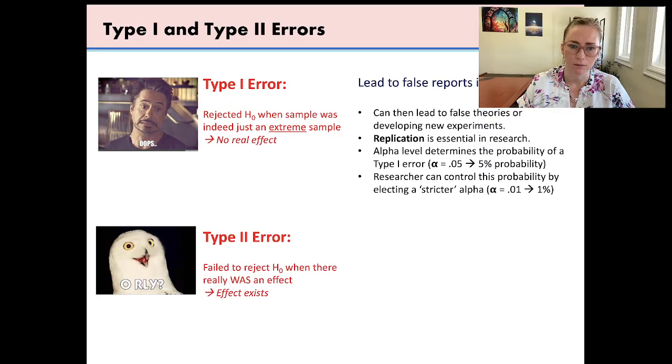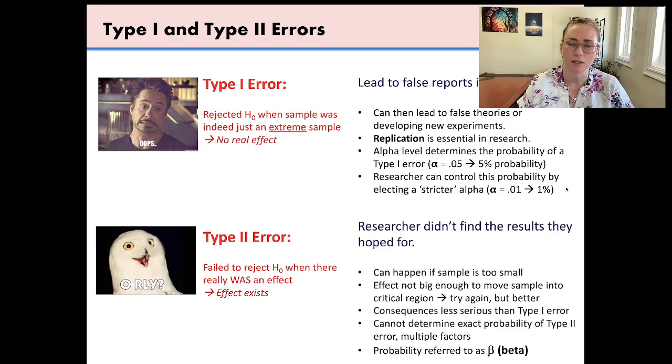Type 2 error is where I failed to reject the null hypothesis when there really was an effect. This is simply that the researchers didn't find the results that they hoped for. So really, the main source of the error for this is that the sample was too small.